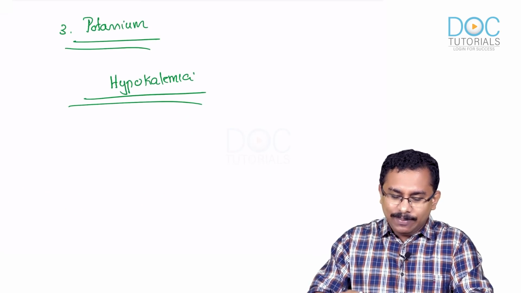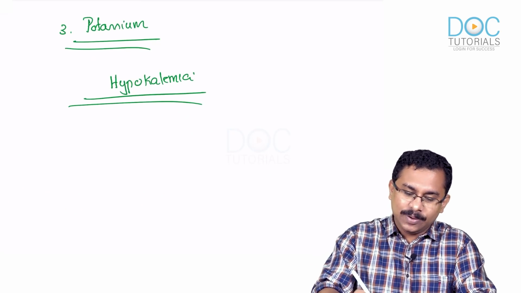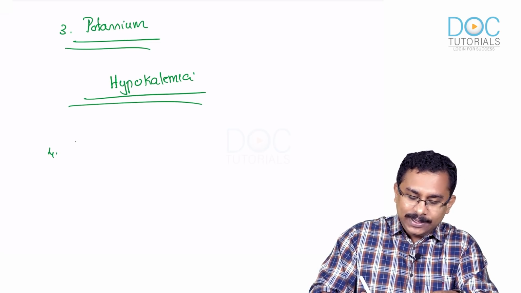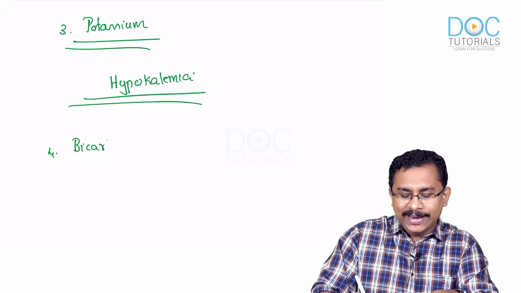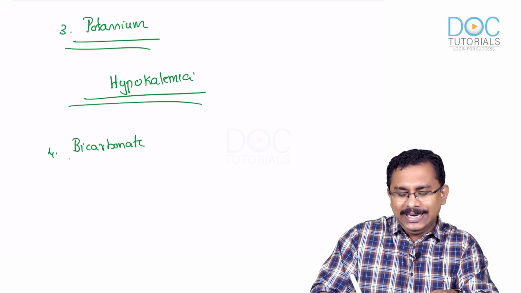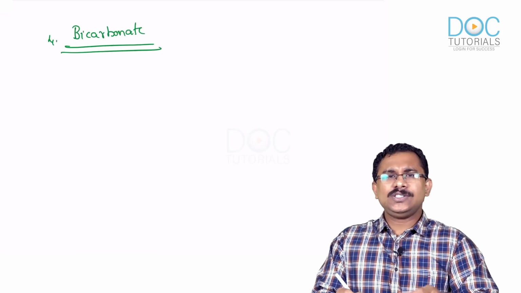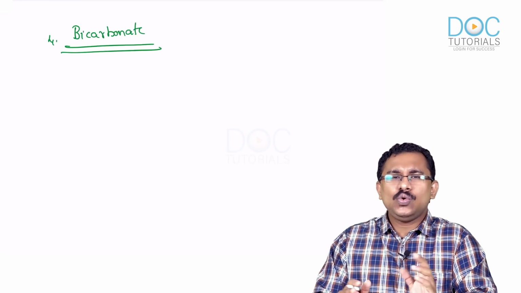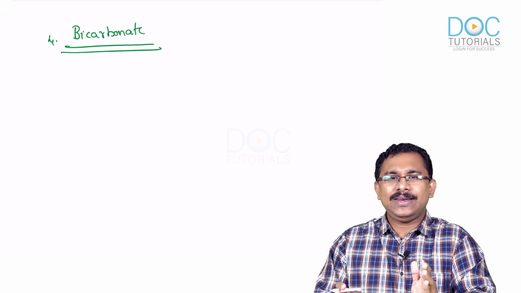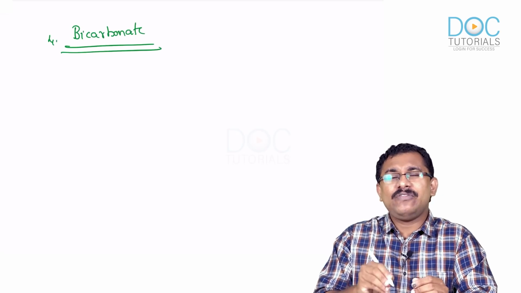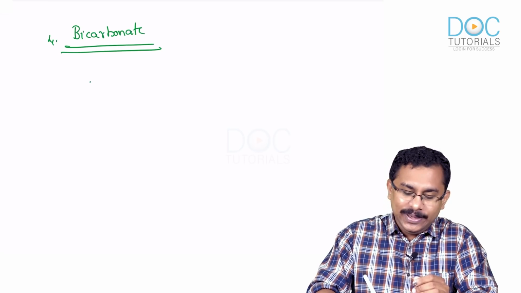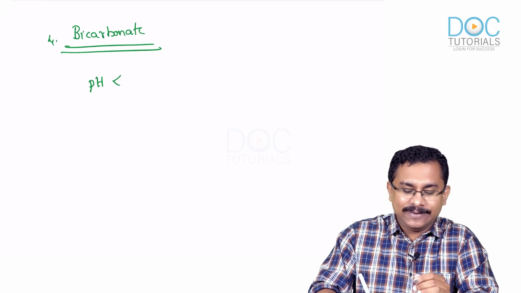Now what about the next one, that is your bicarb? What about bicarbonate? Should you supplement bicarbonate because this is diabetic ketoacidosis? So what about giving some bicarbonate? Remember, usual scenario, diabetic ketoacidosis, we give bicarbonate only and only when the pH is less than 7.